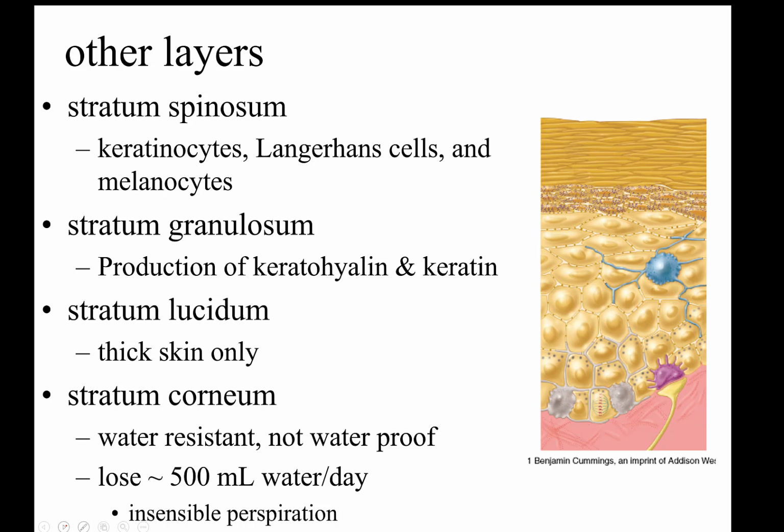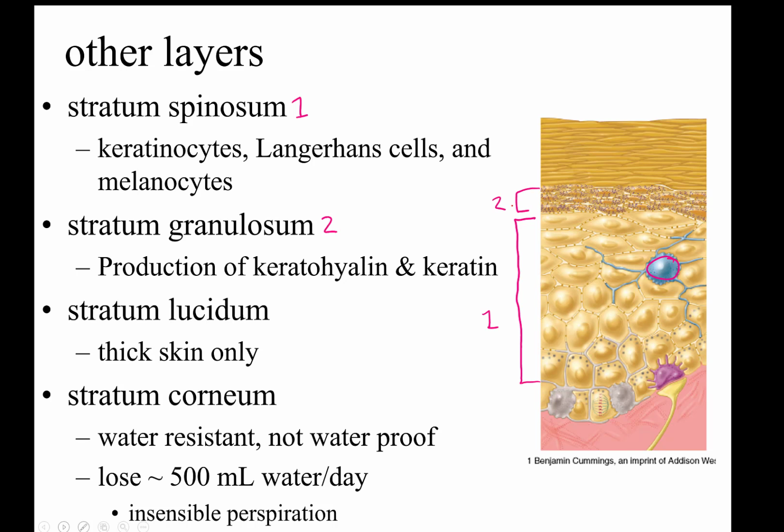Okay, so the other layers, and this is going from bottom to top, are stratum spinosum. And so this is number 1. The stratum spinosum is mostly keratinocytes, and it has a few Langerhans cells and a few melanocytes. Most of the melanocytes are in the stratum basale. This is going to be number 2.